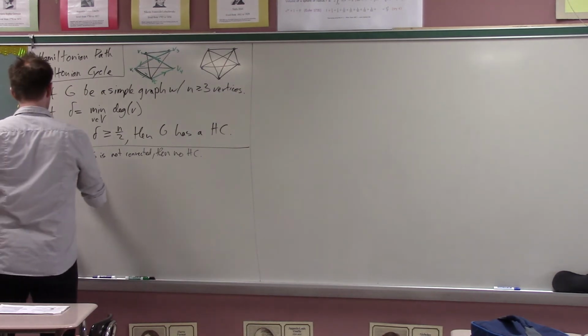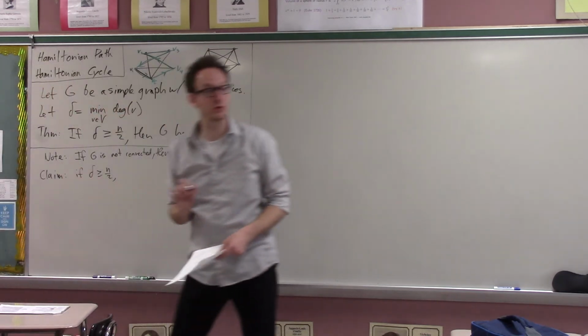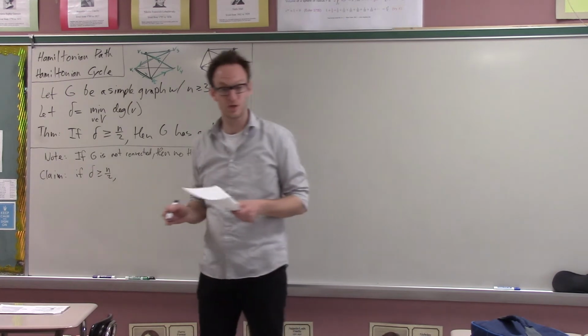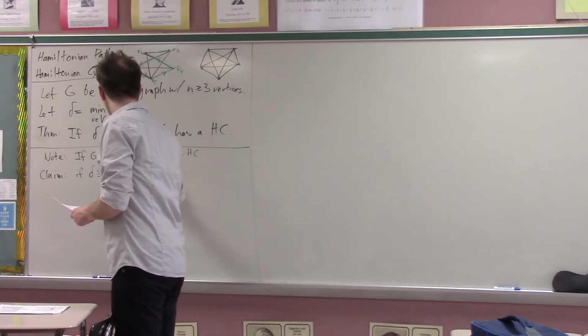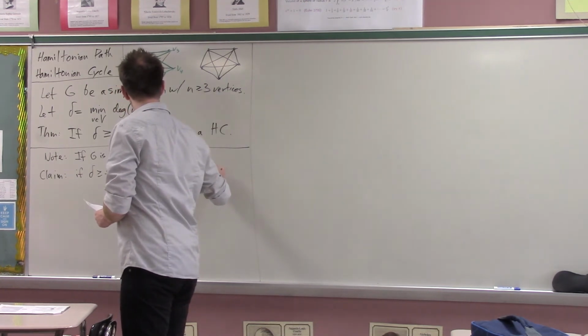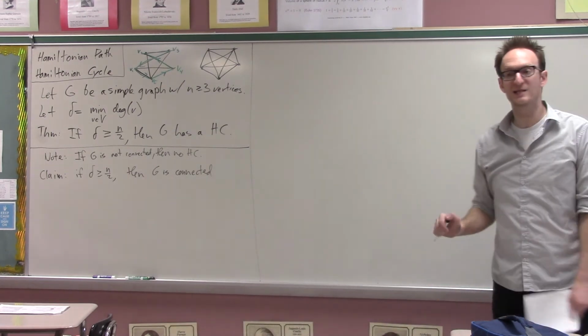So claim: if delta is greater than or equal to n over 2, in other words, if everyone is friends with half or more of the people, then G must be connected. Is G a multigraph? No, G is a simple graph, as it says right there. Yeah, so let's do it.